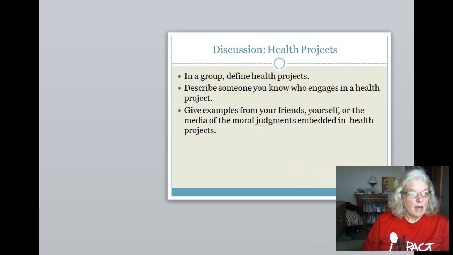So, discussions of health projects. It says in a group, define your health projects. Describe someone you know who engages in a healthy project and give examples from your friends and whatever. I want you to think about these individually as you start thinking about this. But what defines that healthy project? What puts us in the place?